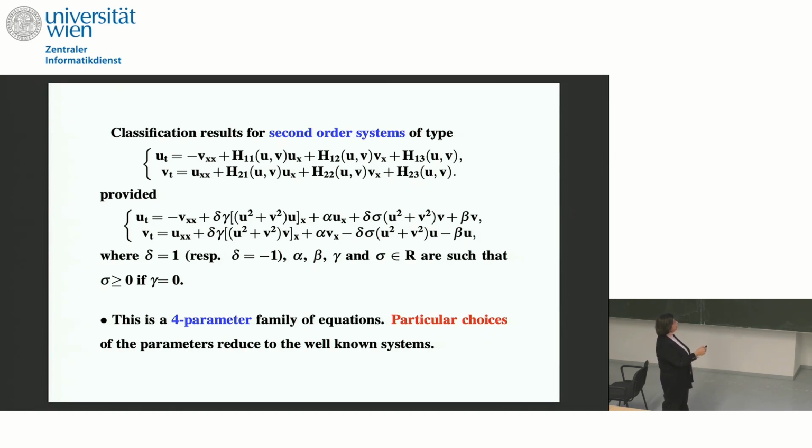So we have constants involved. Delta is plus or minus 1. So gamma and alpha, delta, delta is just beta. So when delta is equal to 1, you have pseudo-spherical. When delta is minus 1, you have spherical surface. And alpha, beta, gamma, and sigma are constants. Whenever sigma is positive; if gamma is 0, sigma should be 0.